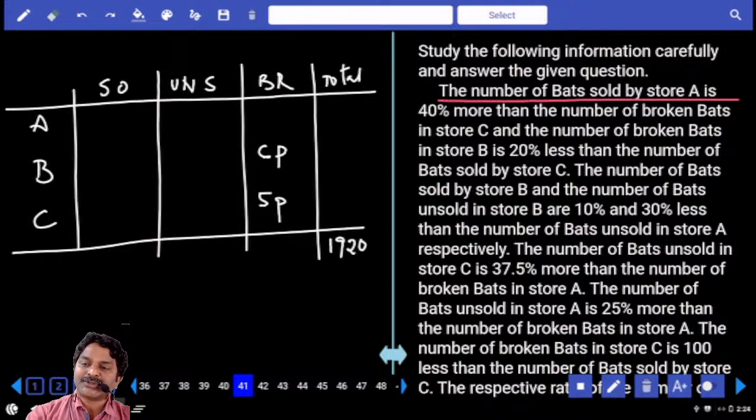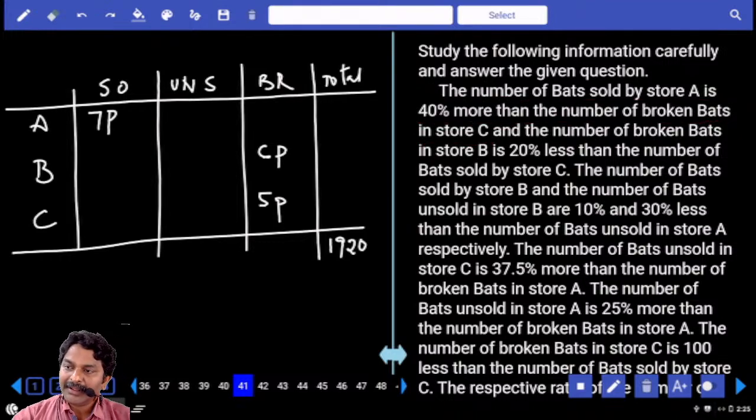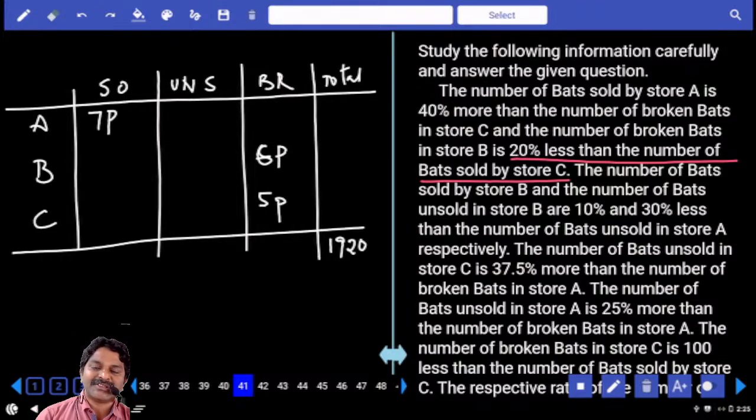Number of bats sold by store A is 40% more than number of broken bats in store C. 40% of this number, which is 2 parts. 2 parts more, which is 7 parts. They are sold bats in store A. Number of broken bats in B, that is 6 parts, is 20% less than the bats sold by store C. If it is 20% less, that means this value is 80%, right? So if it is 80%, 100% will definitely be a decimal number.